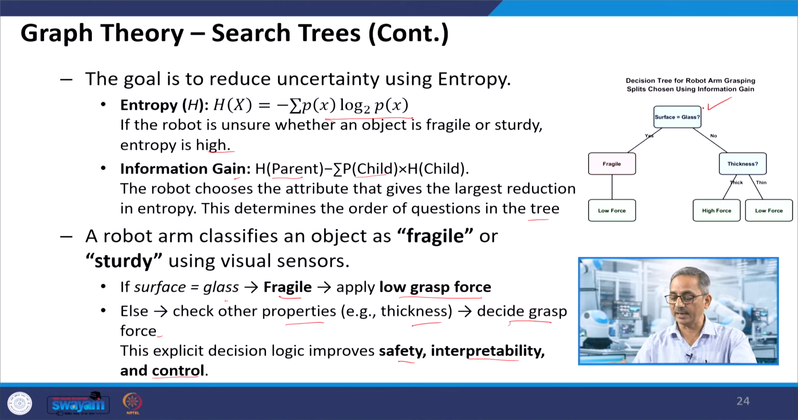Is the surface glass? If yes, then it will ask whether it is fragile. If it is yes, then apply low force, and if the surface is not glass, then find out the thickness. If it is thick, then you can have the high force, and if it is thin, then you can have the low force.